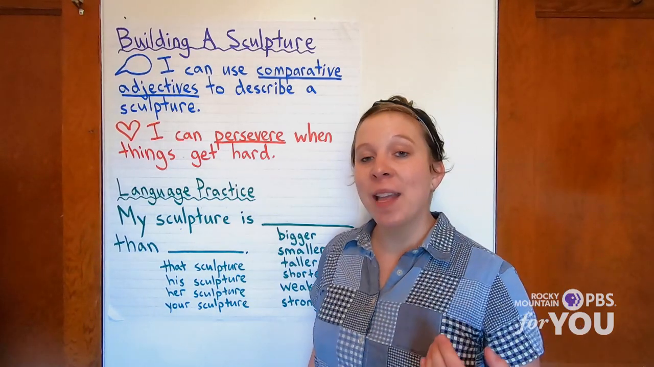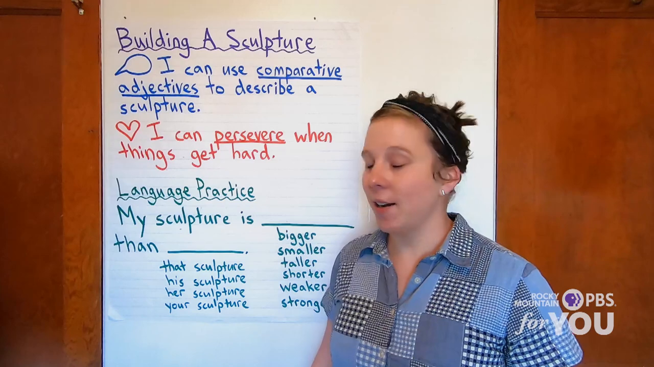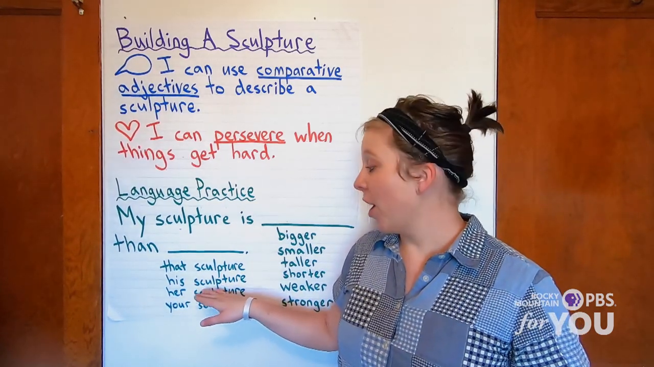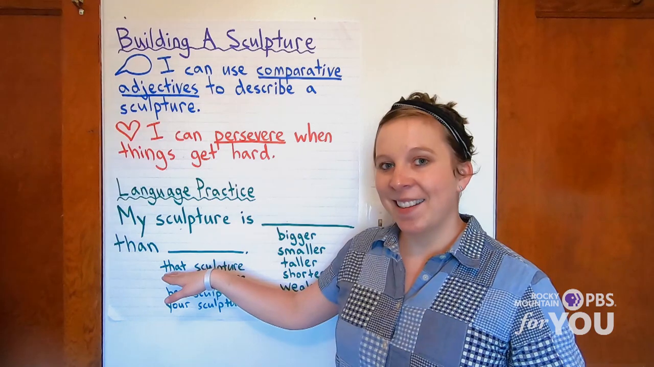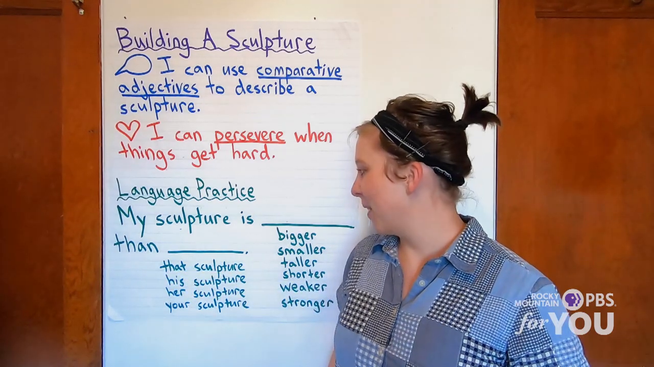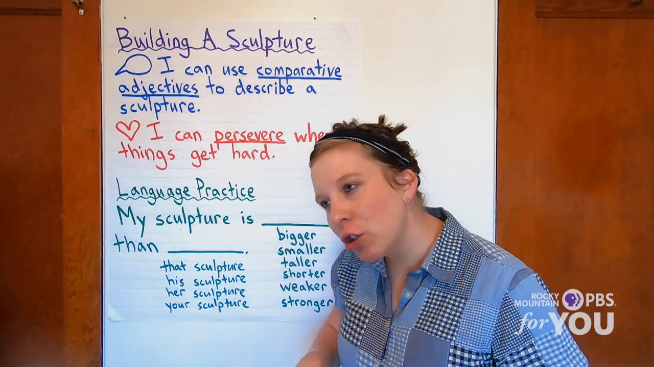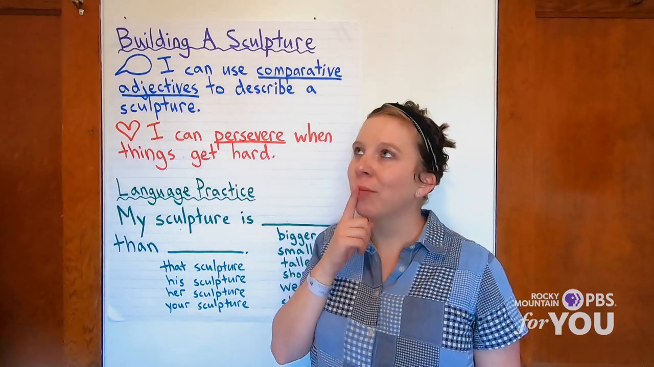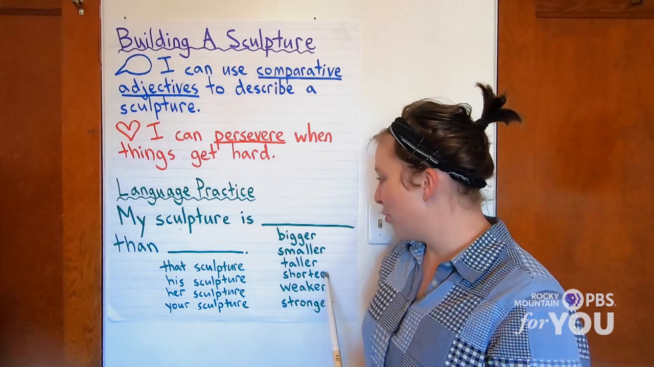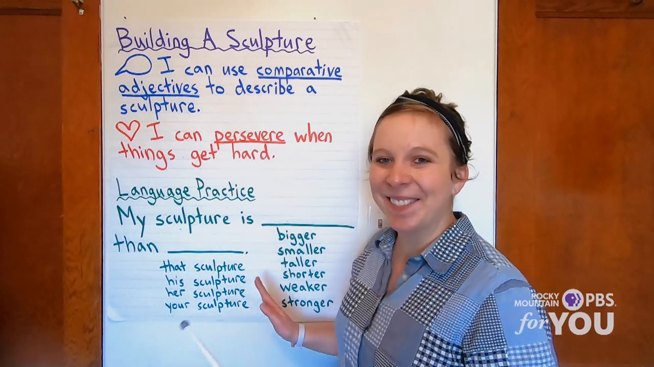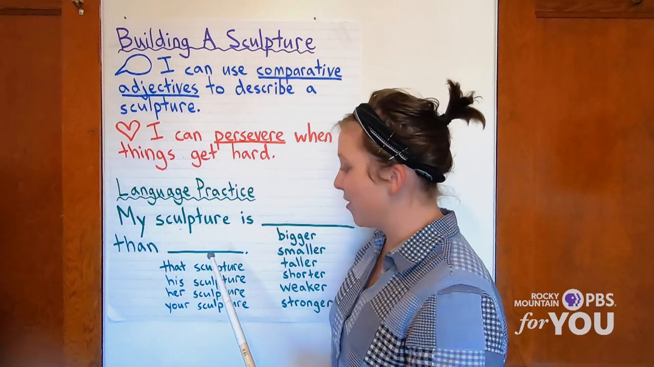Nice work. If you're at home and maybe you did this activity with a brother or sister, I'm going to challenge you to use some other pronouns here, like his sculpture, or her sculpture, or your sculpture. But today with my friends, I'm just going to use that sculpture. Okay, now I'm thinking, my castle, is it taller or shorter than Lao Tzu? Definitely shorter. My turn first. My sculpture is shorter than that sculpture. Ready? Now with me, go.